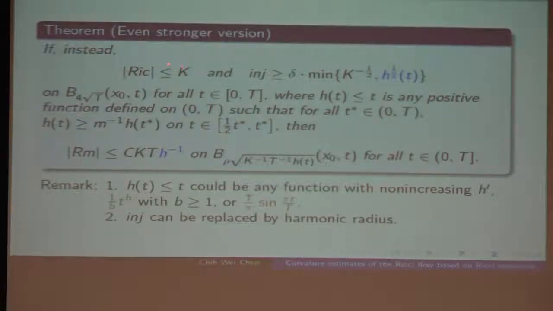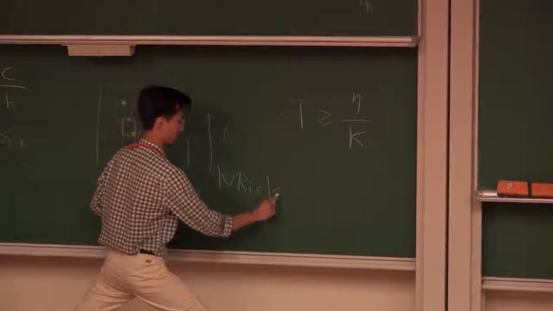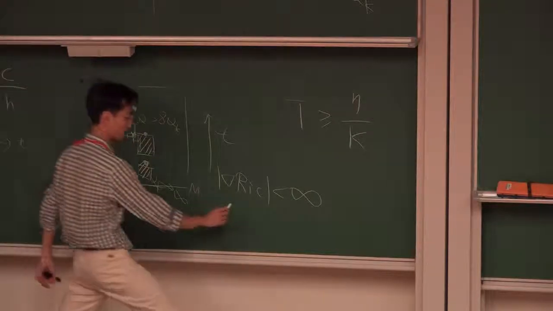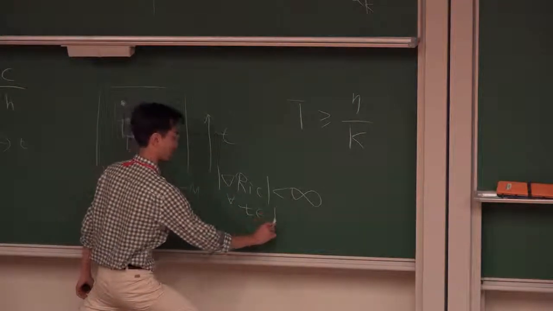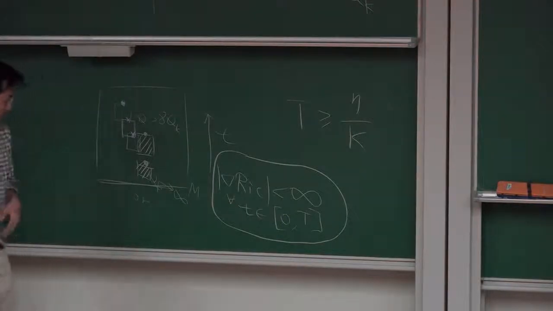Okay, here I assume the flow is smooth, and at least this is because when we prove the point picking lemma, we need that this is finite for all t from 0 to capital T. So in fact, the proof holds for Ricci flow at least C3. I mean, we cannot use this theorem to study Ricci flow with singular initial manifold. But later I will go back to this issue.